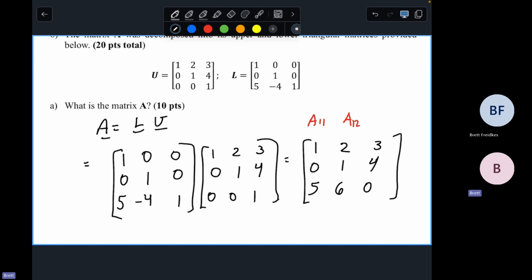Because this was just testing you on matrix multiplication, that's all you were doing. This was graded so that if you had a number wrong, I took off a decent amount of points, because the whole question is testing you on matrix multiplication. That's all it's testing you on. You've got to get it right.